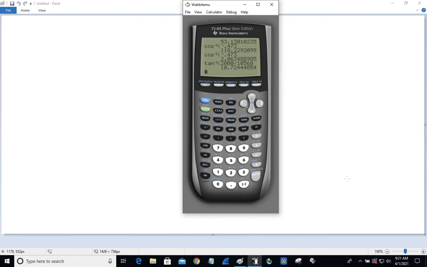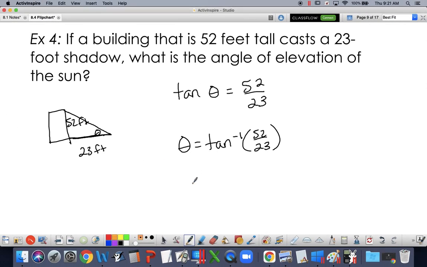Come back to my calculator. And I get out about 66.1 degrees. So that sums up 8.4, how to find angle measures instead of the actual trig function, using those trig ratios to back out and find the angle itself. So go ahead and do the 8.4 worksheet.